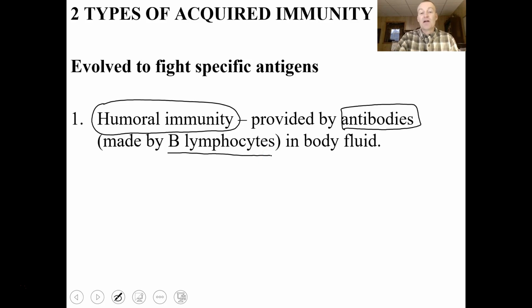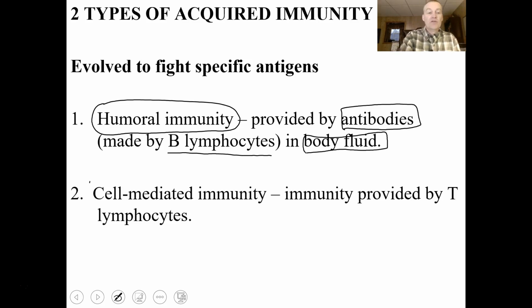These antibodies made by the B lymphocytes are going to enter into body fluids. They can enter into interstitial fluid, breast milk, and also semen, plasma of your blood. So these antibodies can basically get anywhere they need to go.